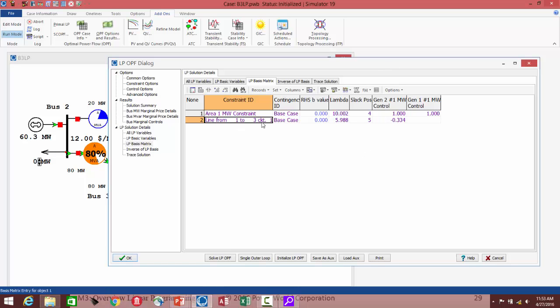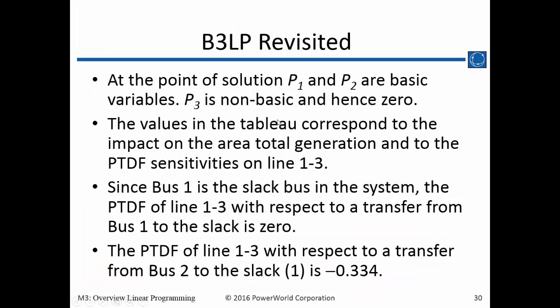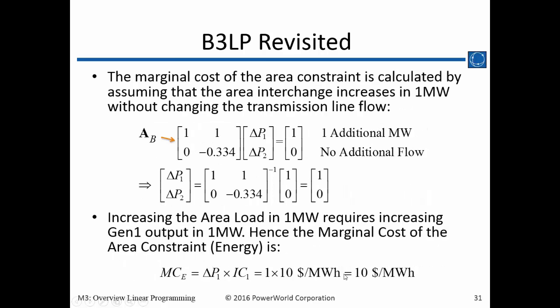And then any binding constraints are going to show up in the basis. If there's a constraint that's non-binding, then it doesn't matter. It's ignored. Okay, yeah, so those are the basic variables. And then you can see the sensitivities there with respect to withdrawing power at the slack.